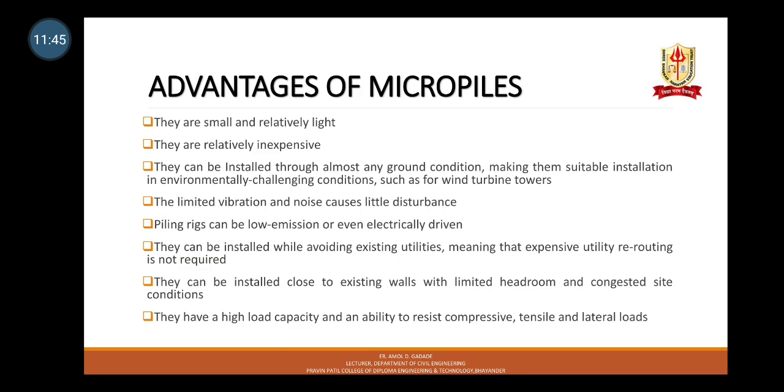There are certain advantages of micropiles. They are small and relatively light. They are relatively inexpensive. They can be installed through almost any ground condition, making them suitable for installation in environmentally challenging conditions such as for wind turbine towers. The limited vibration and noise causes little disturbance. Piling rigs can be low emission or even electrically driven. They can be installed while avoiding existing utilities, meaning that expensive utility rerouting is not required.